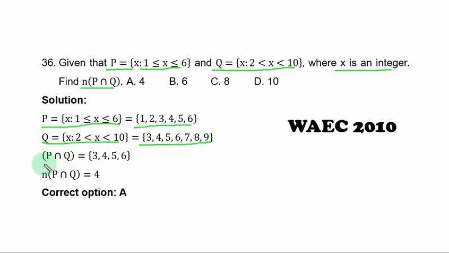Then you get the intersection, the common elements between set P and Q. You have 3, 4, 5, 6. The number of elements in the intersection is equal to 4. You have 4 elements. The correct option is A.